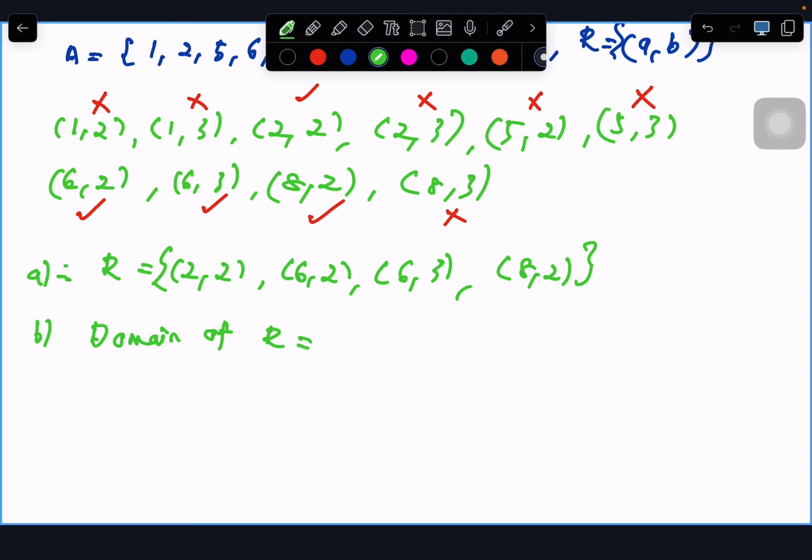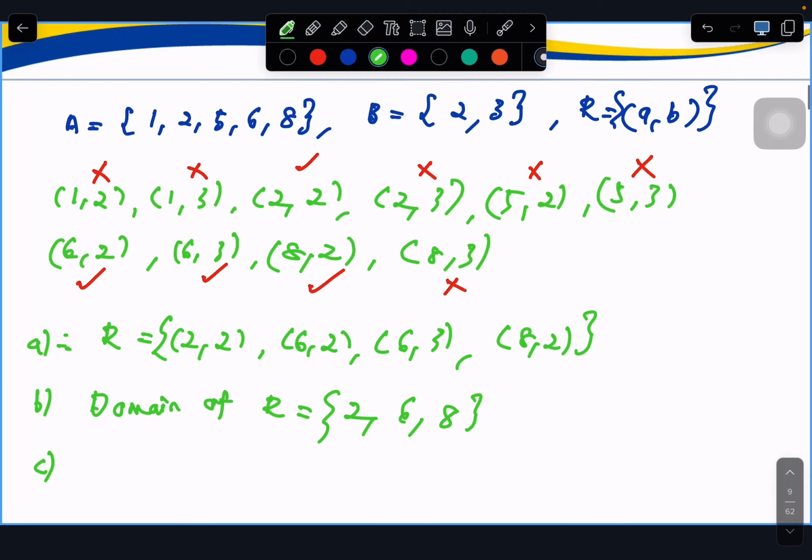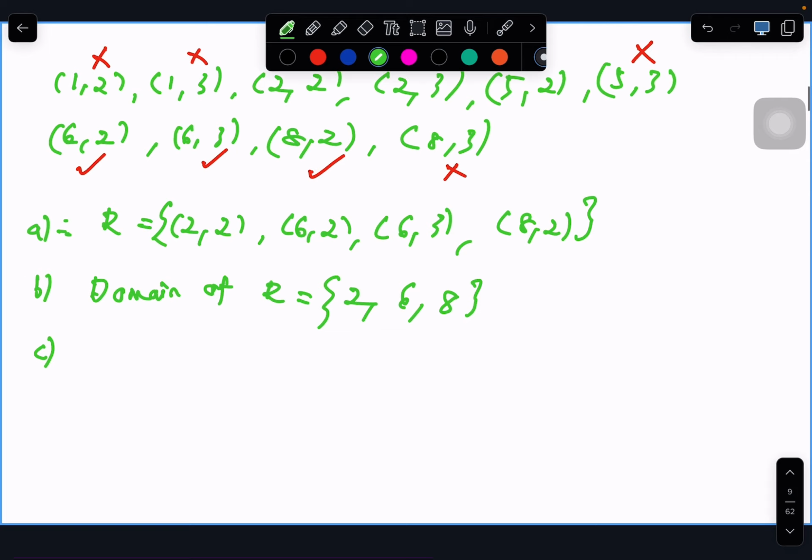From question A, we know that domain is always on the left, correct? And range is always on the right. So based on your answer here, pick the number on the left. So what are your numbers? 2, 6, 8. Don't write the number twice. Even though we have 6 twice, just write one. Clear domain? And the last one they ask you? They ask codomain. They ask range.